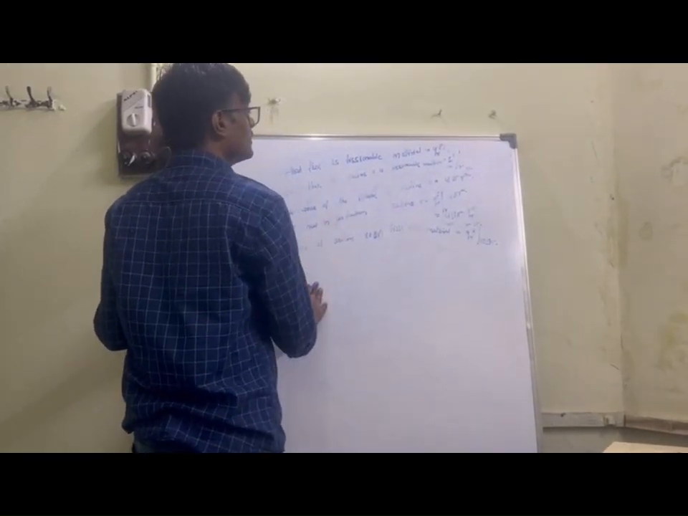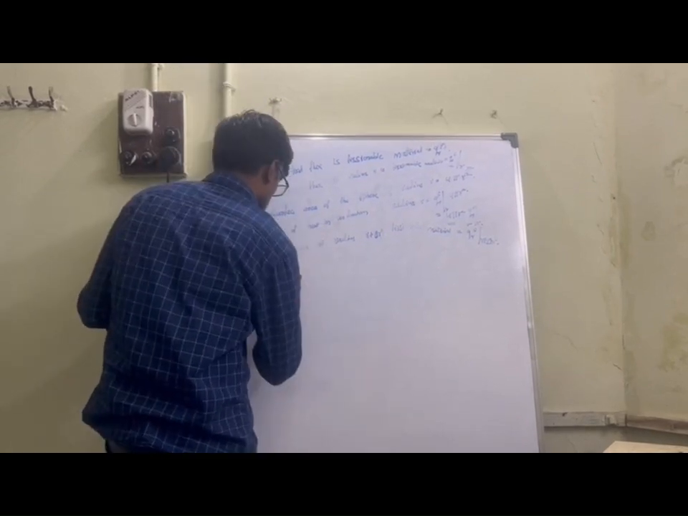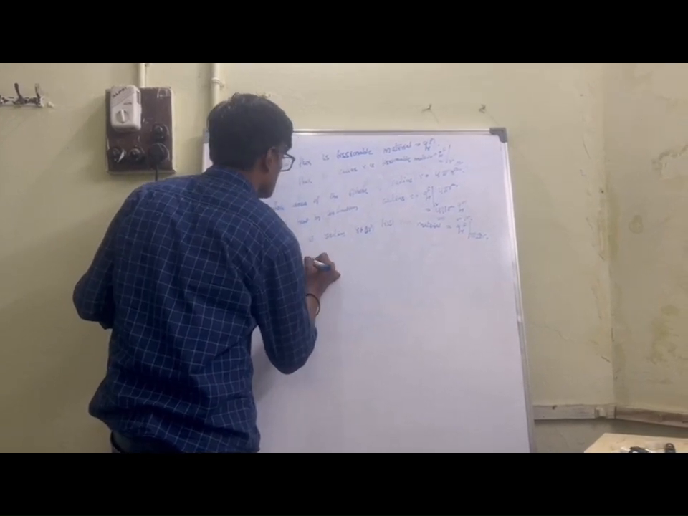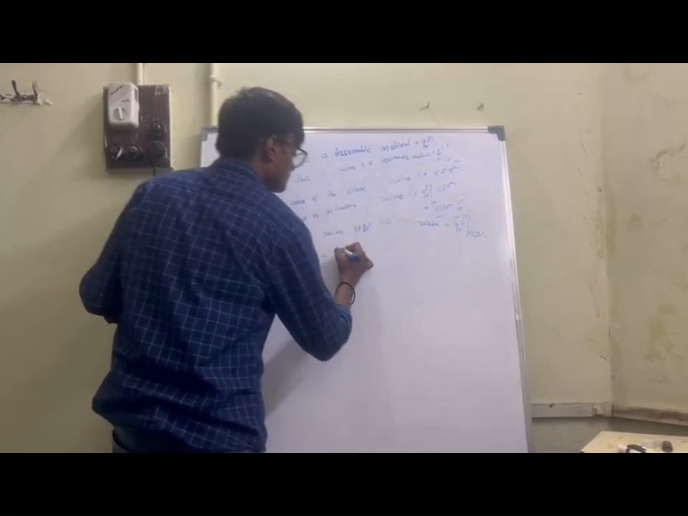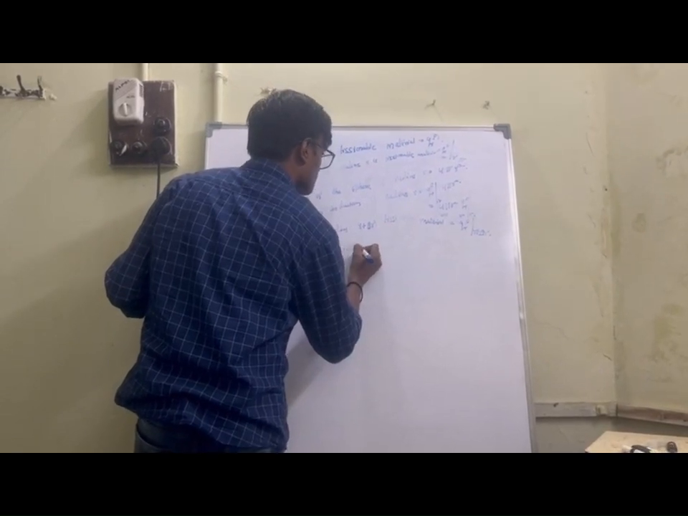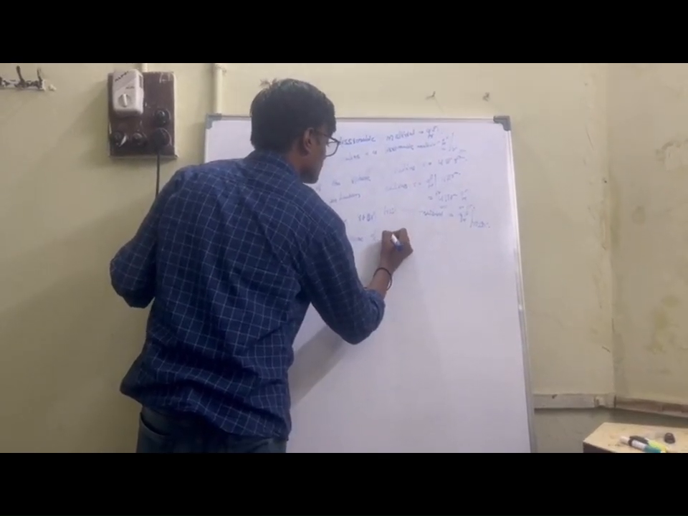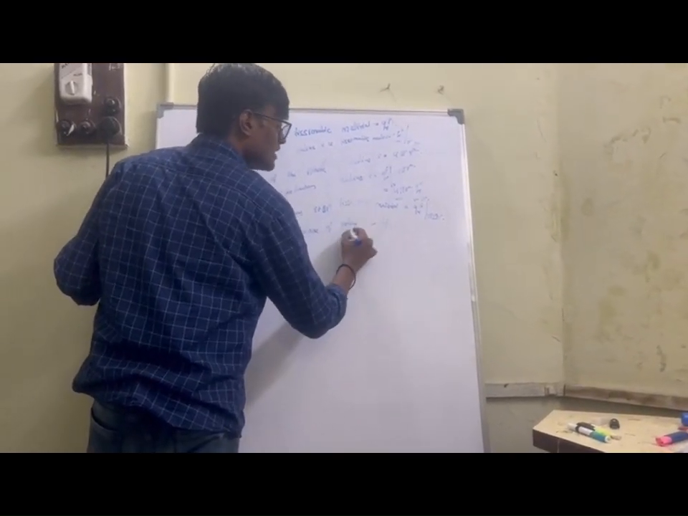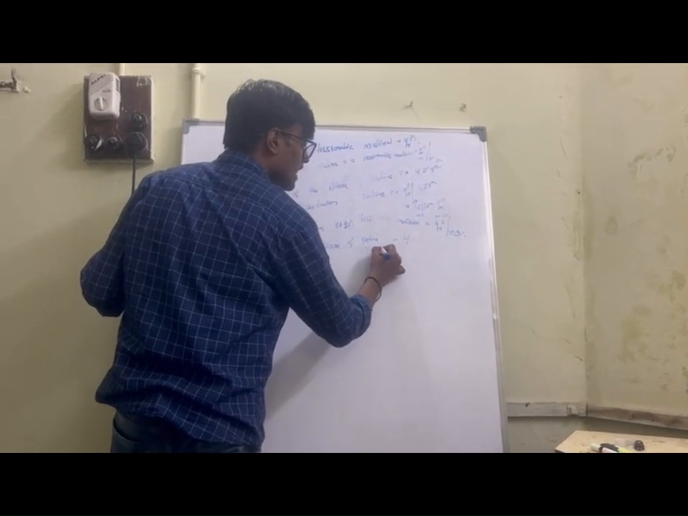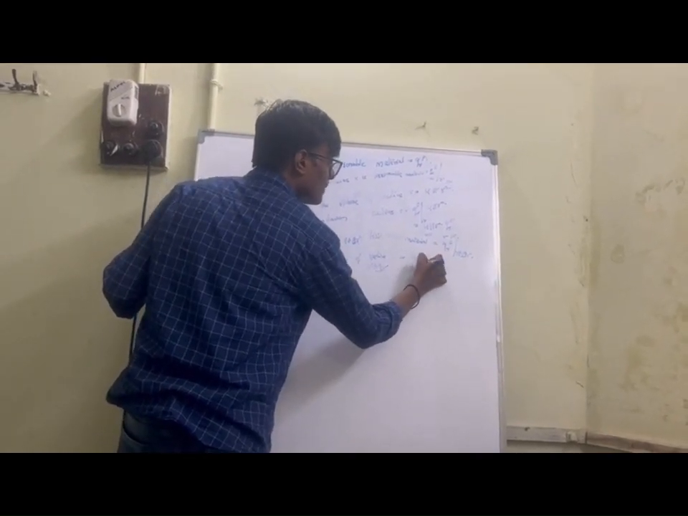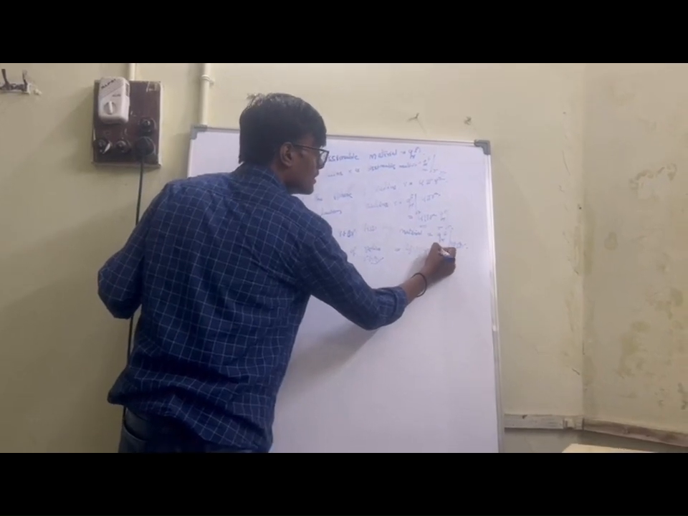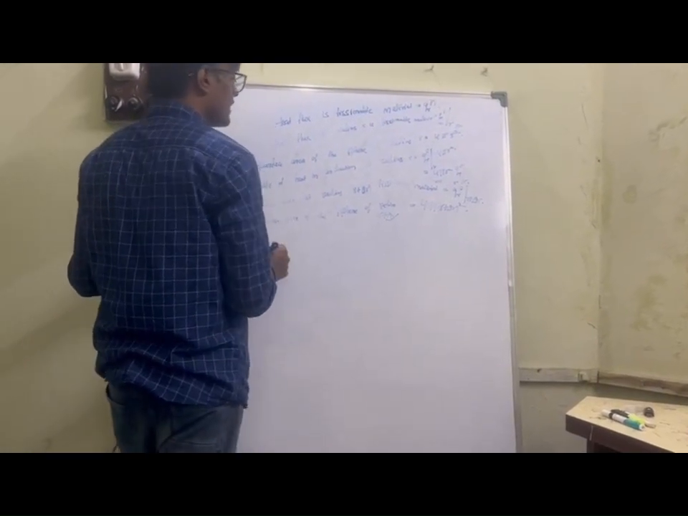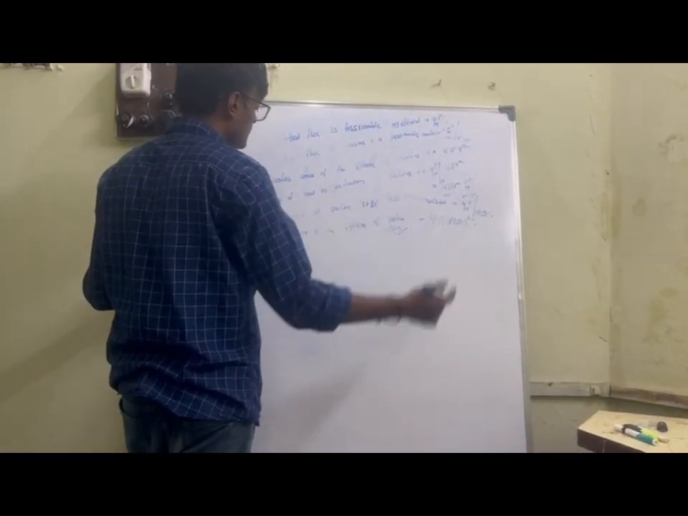Now the surface area of the sphere of radius r plus delta r is equal to 4 pi (r plus delta r) whole square.